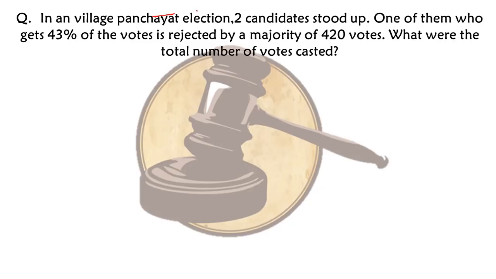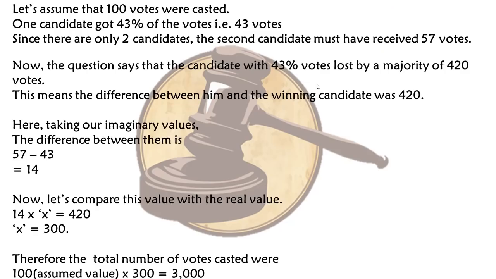In a village panchayat election, only two candidates stood up. Understand this fact. Only two candidates stood up. One of them, who got 43% of the total votes, lost the election with a majority of 240 votes. The question is asking you to tell the number of votes which were actually cast.